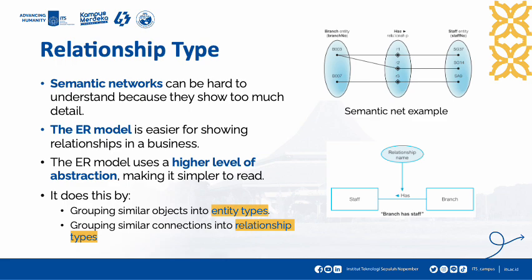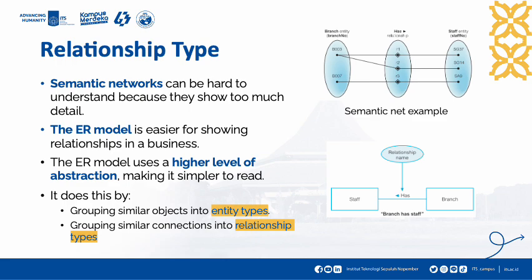If we represent the relationship using semantic nets or a semantic network, it can be hard to understand because they show too much detail. The ER model is easier for showing the relationship because it uses a higher level of abstraction, making it simple to read, especially for a lot of users. The ER model is done by grouping similar objects into entity types and grouping similar connections into relationship types.